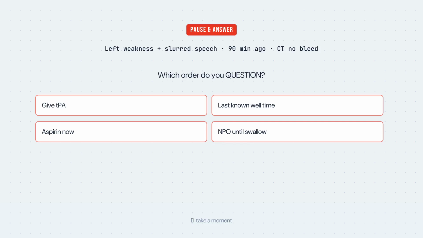Pause. A patient arrives with left-sided weakness and slurred speech that started 90 minutes ago. The CT shows no bleeding. Which order do you question? Give TPA, obtain the last known well time, give aspirin immediately, or keep the patient NPO until swallowing is assessed.